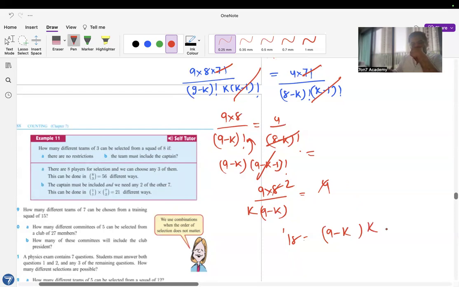Okay, times K. Now you solve it by moving one side and solving it. Understand or not? Yes, sir. Perfect. So this is your understanding.